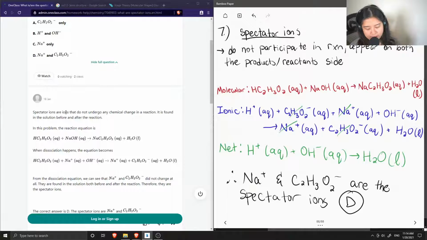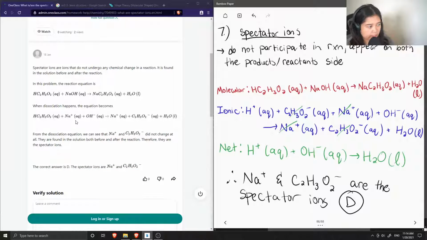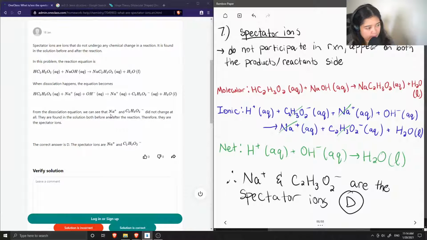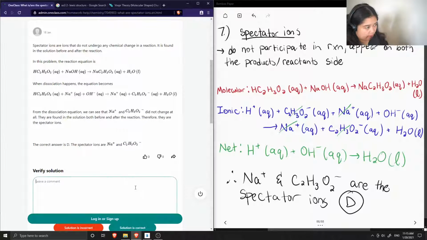In this problem, the reaction equation is the following. And when dissociation happens, the equation becomes the following. So I think they forgot to write this part in its ionic form. But still, they saw that Na plus and C2H3O2 minus did not change at all. They are found in the solution before and after the reaction. Therefore, they are the spectator ions. So this solution is correct. I'm just going to add in brackets because I think they just forgot to write the dissociation.